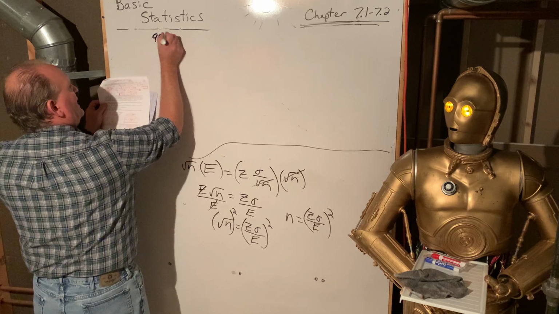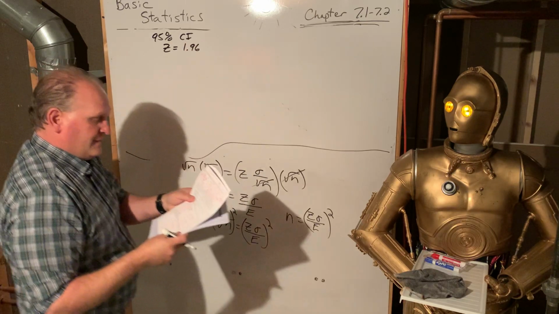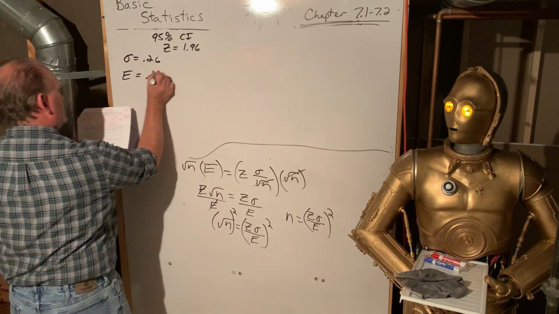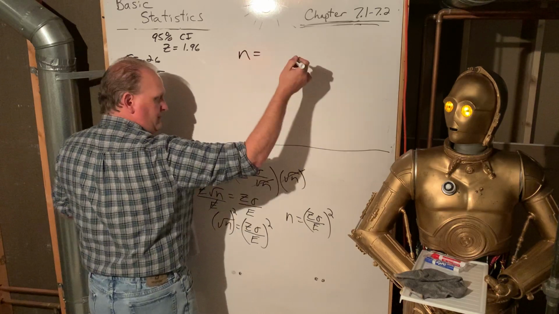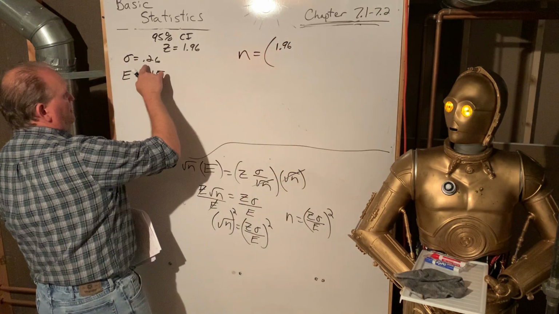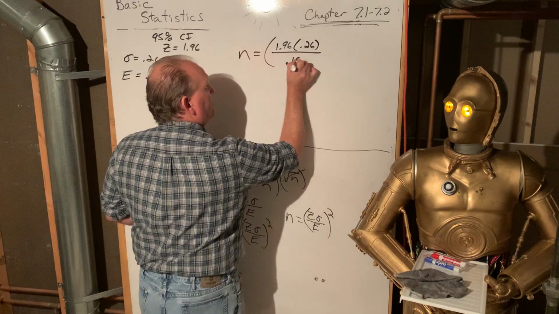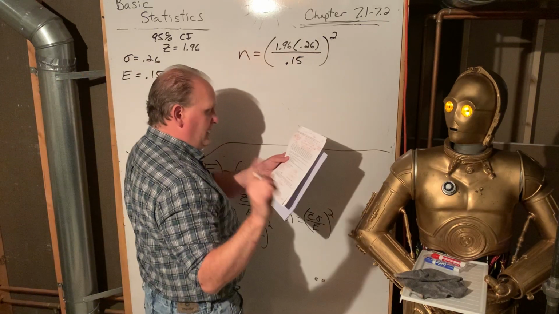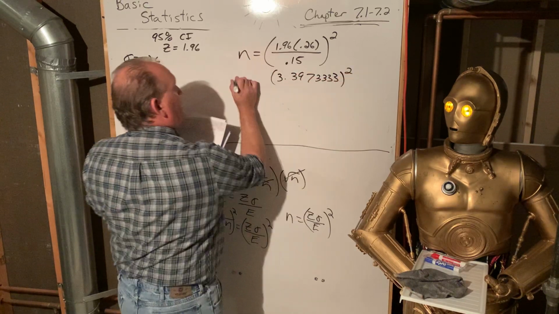So first, we've got a 95% confidence interval. So we're talking z is equal to 1.960. That's on our chart. They gave us sigma. They gave us the error, 0.15. And so now we're just going to take this and substitute. Instead of z, we're going to put 1.96. Instead of sigma, we're going to put 26 cents, 0.26. And instead of E, we're going to put 0.15. And then we're going to square the result. So click that in your calculator: 1.96 times 0.26 divided by 0.15. Hit enter, you'll get 3.3973333. And then square that result.